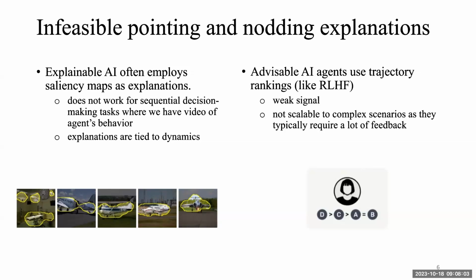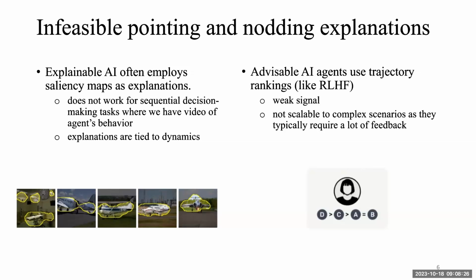Let's say somehow you took snapshots of the agent's behavior and showed some saliency over it. Great. But even then, the explanation is tied to the environment dynamics, and just by looking at an image, the user cannot be sure what part of dynamics you are referring to. So these are kind of infeasible for explanations.